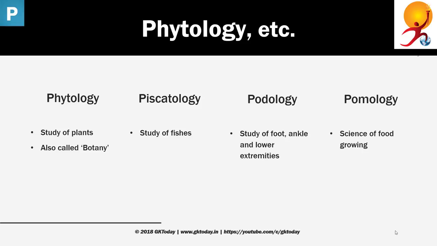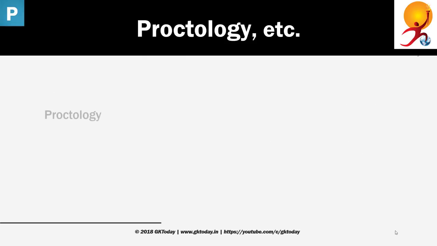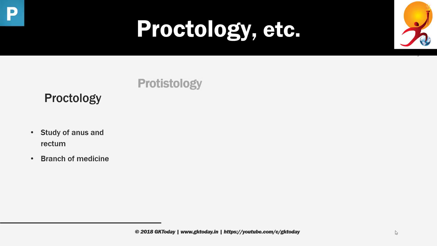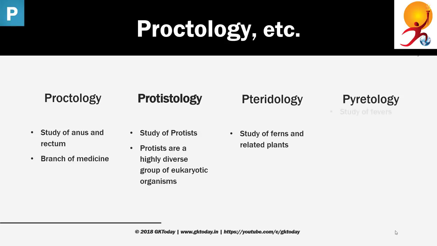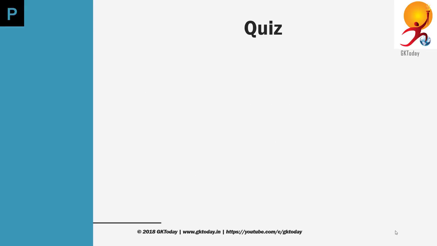Pomology is the science of growing food. Proctology is the study of the anus and rectum. It is a branch of medicine. Protistology is the study of protists. Protists are a group of highly diverse eukaryotic organisms. Eukaryotic organisms are those whose cells have membranes. Pteridology is the study of ferns and other related plants. Pyrotology is the study of fevers. Pyro means fire, since during fevers we get high temperature, hence the name pyrotology.